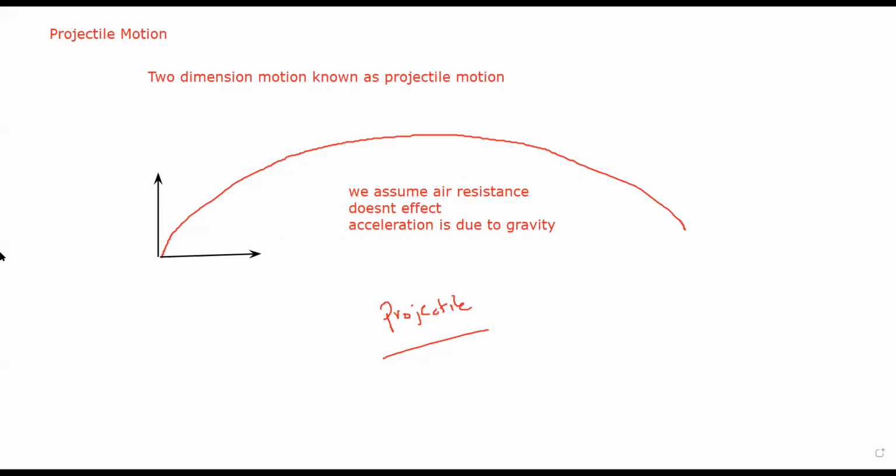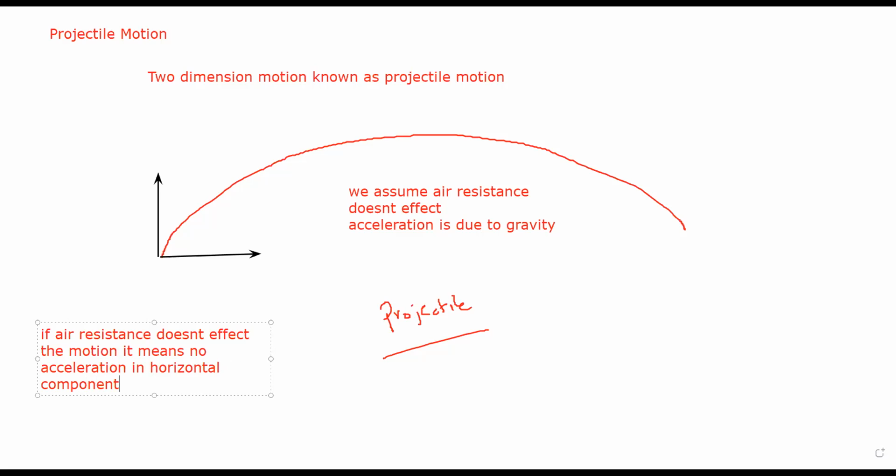So when we say air resistance does not affect the motion, what is the meaning? It means the horizontal component remains the same. If air resistance does not affect the motion, it means there is no acceleration or change in speed in the horizontal component. Or we can say the horizontal component remains the same throughout the motion.